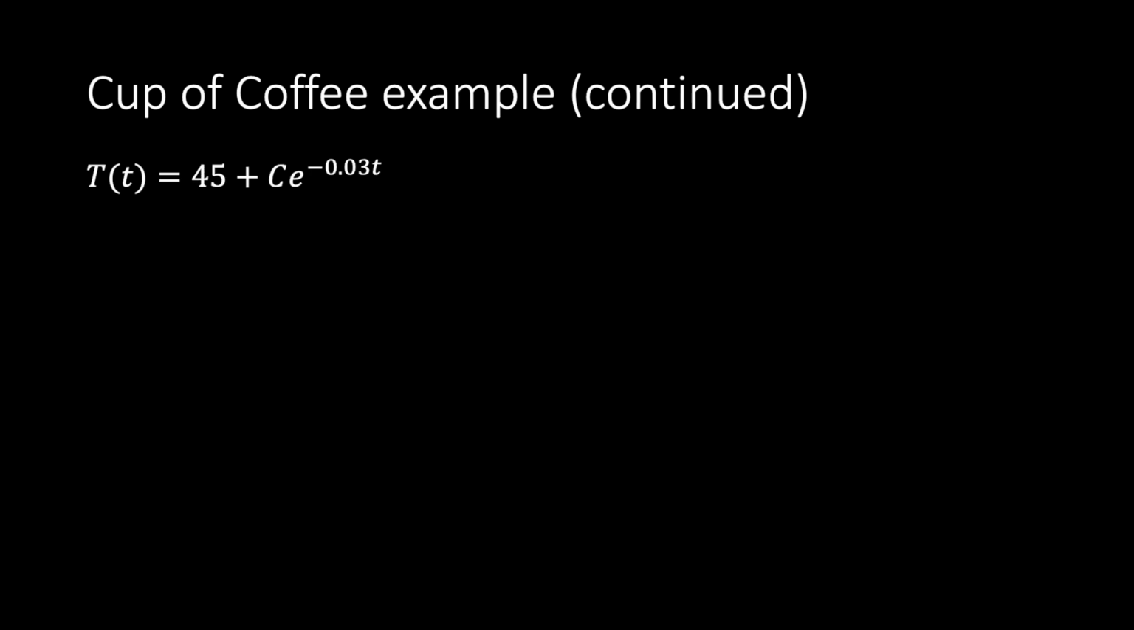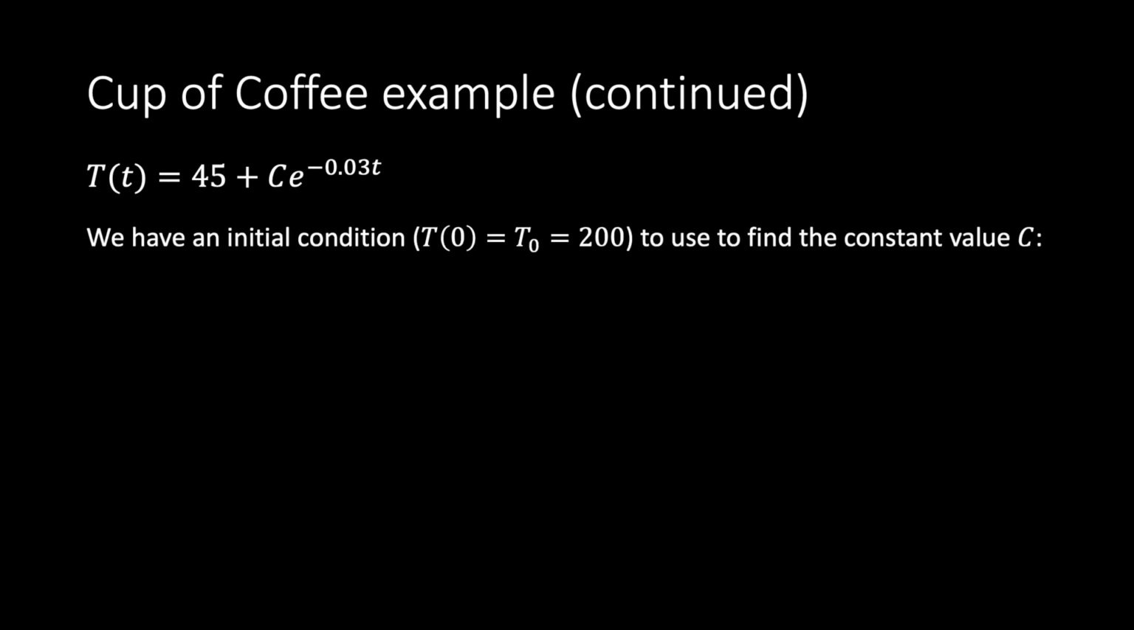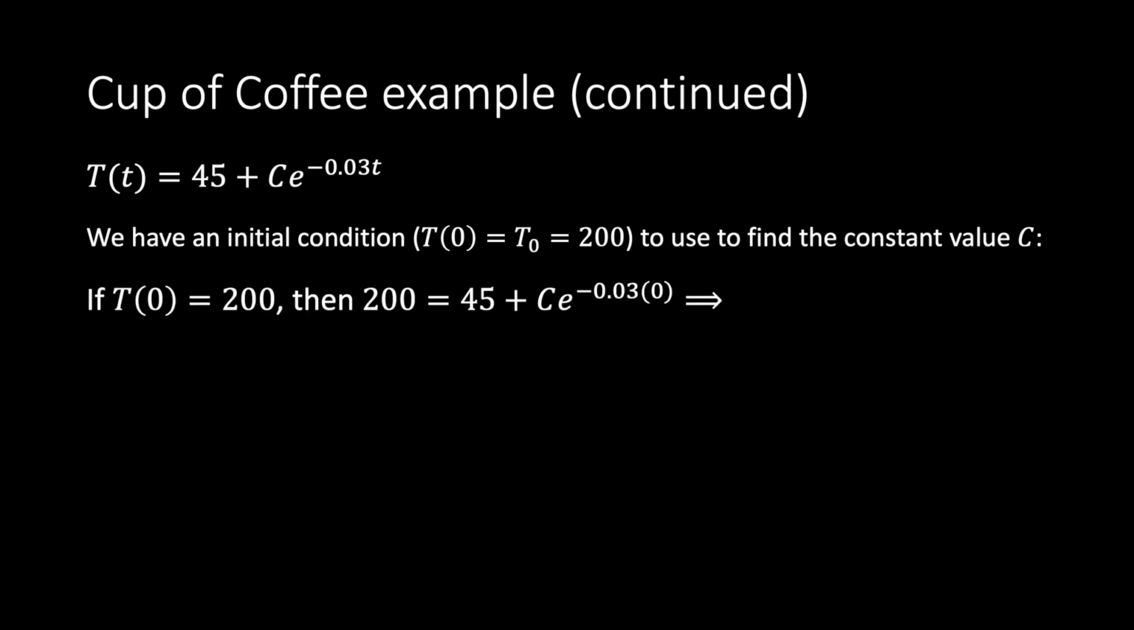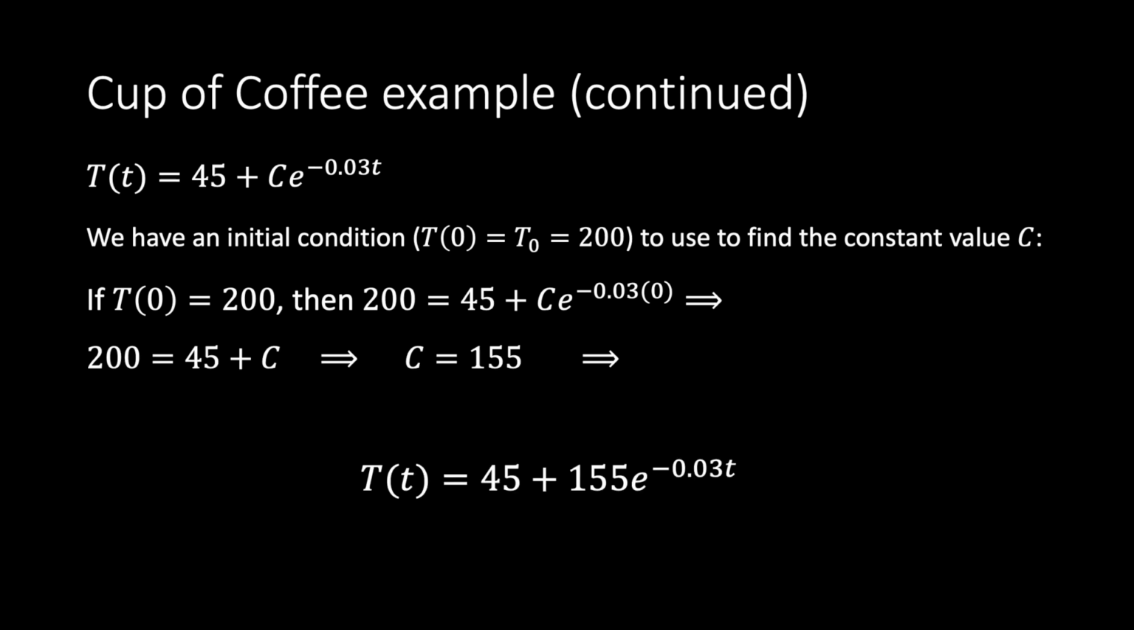Now that we have a general solution of our differential equation, we want to use our initial condition to solve for the constant c. If T0 equals 200 degrees, then we set 200 equal to the equation for when all of our t values equal 0. Solving for c, we get c equals 155. Then we can plug that into our general solution.